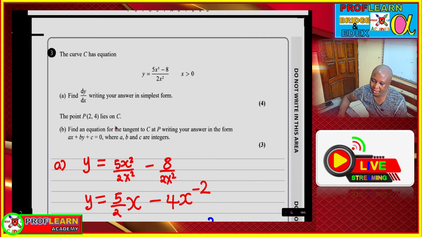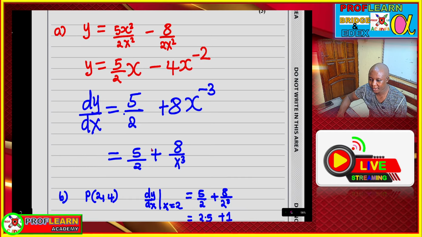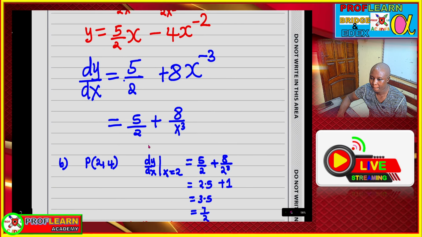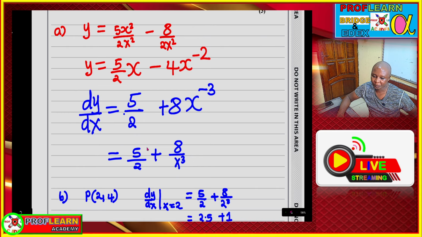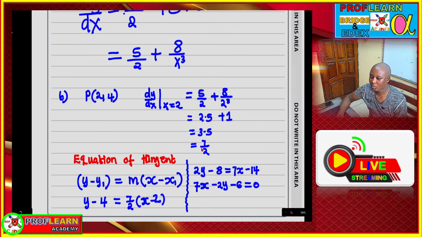Next, find the equation of the tangent to C at P. We are given that at P, the coordinate is (2, 4). Then we are supposed to find the gradient at 2. Once you find the gradient at 2, we are going to have it as 7 over 2, which is the same as 3.5.